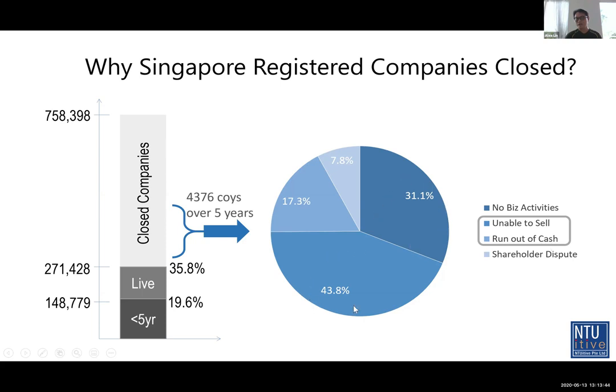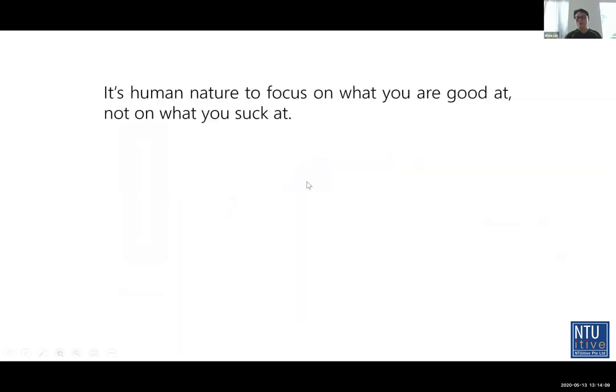So this is the last chunk of them. You notice that unable to sell basically means there's no market fit. Running out of cash is actually a proxy of product market fit, because when you don't have sales revenue to supplement you, you keep burning while you're building something. Having understood that, you know it's human nature for all of us to focus on things that we are good at, not what we are bad at.